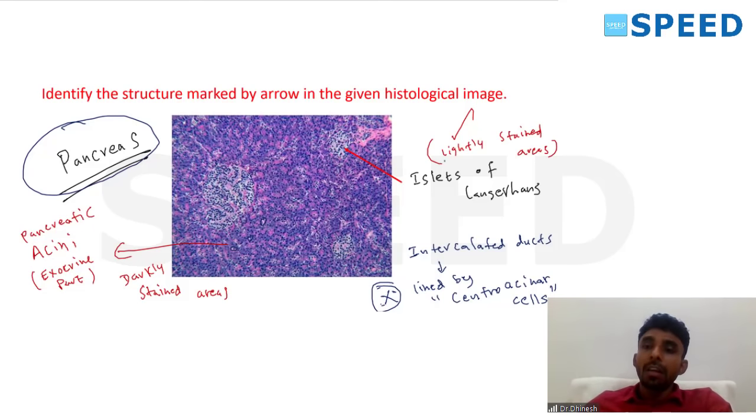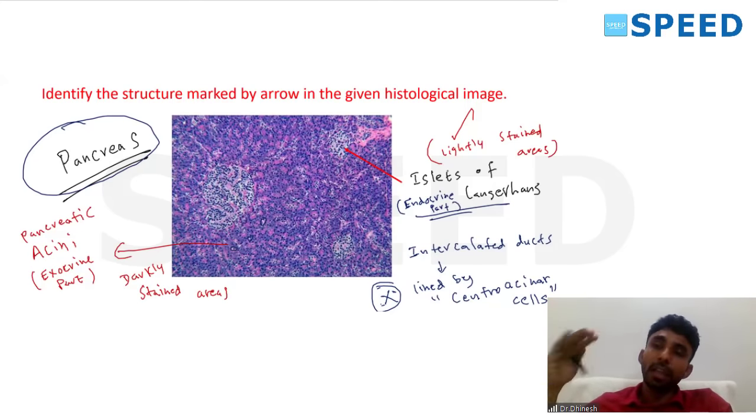Okay. So islets of Langerhans are lightly stained areas. You know, those are the endocrine part of the pancreas, which contain alpha cells, beta cells, and delta cells, which will secrete glucagon, insulin, and somatostatin respectively. Okay, fine.